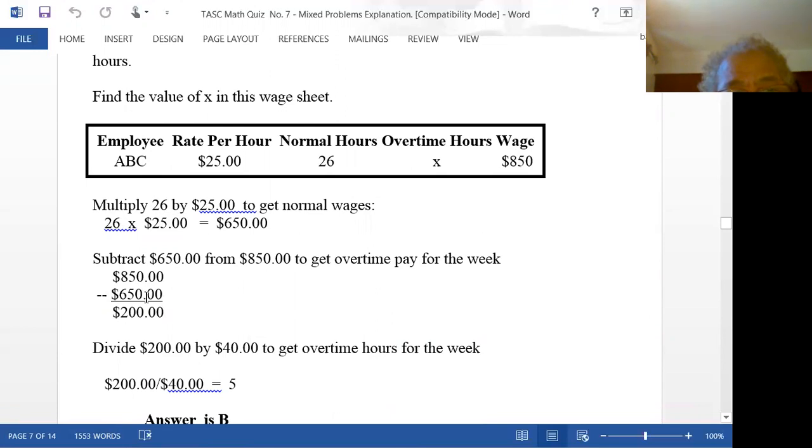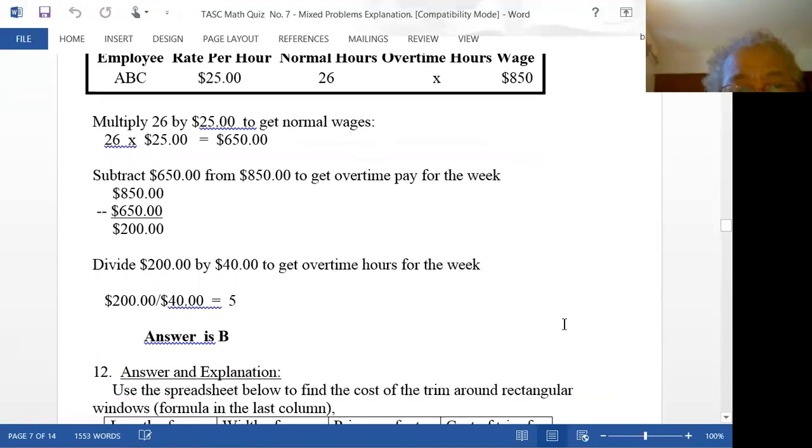So if we get the difference, which is subtraction, 650 from 850, we get $200. That's the overtime pay for the week. Now, if we try to find X, X is the hours that he worked overtime. So we know what he made overtime. We know that $40 per hour is what he's paid for overtime. So if we divide the $200 by $40, we get 5, and that would be the overtime hours for the week.